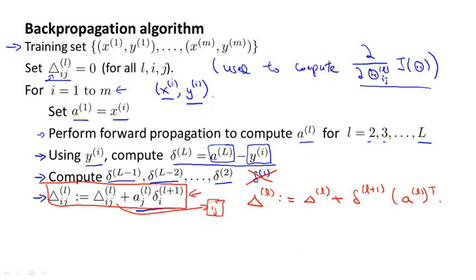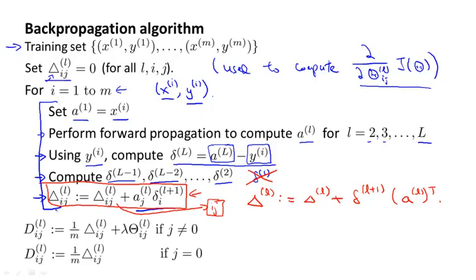Finally, after executing the body of the for loop, we go outside the for loop and compute capital D as follows. We have two separate cases for j equals 0 and j not equals 0. The case of j equals 0 corresponds to the bias term. So when j equals 0, that's why we're missing this extra regularization term.